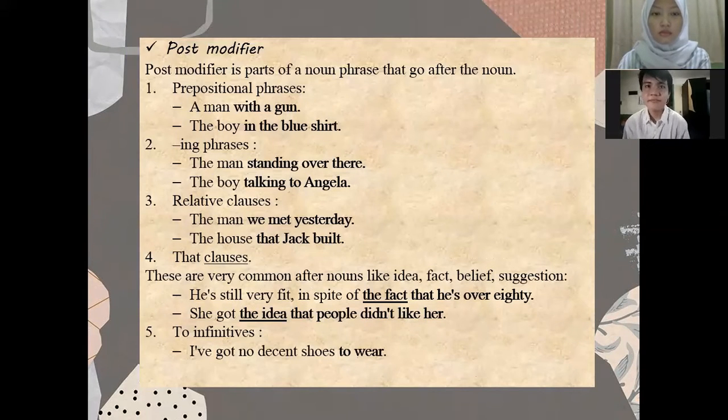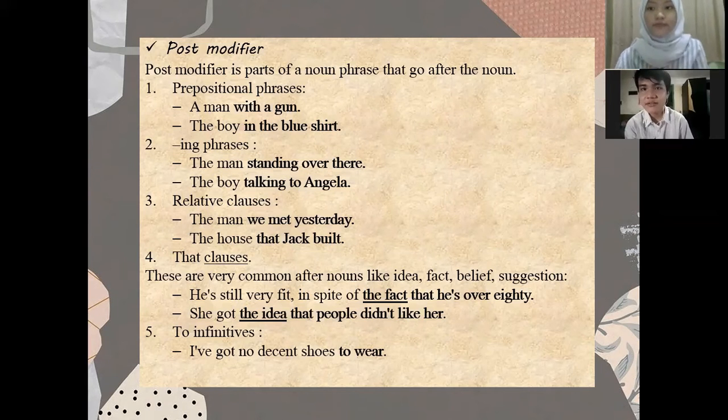Post modifier. Post modifier is parts of a noun phrase that go after the noun. Number 1 is prepositional phrases, like, for example, a man with a gun, or the boy in the blue shirt. Number 2 is ing phrases, like the man standing over there, or the boy talking to Angela. Number 3 is relative clauses, such as the man we met yesterday, or the house that Jack built.